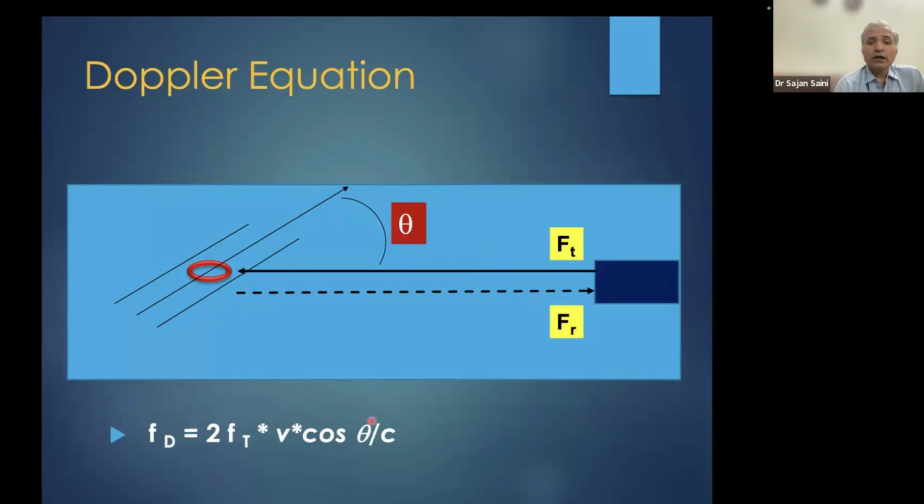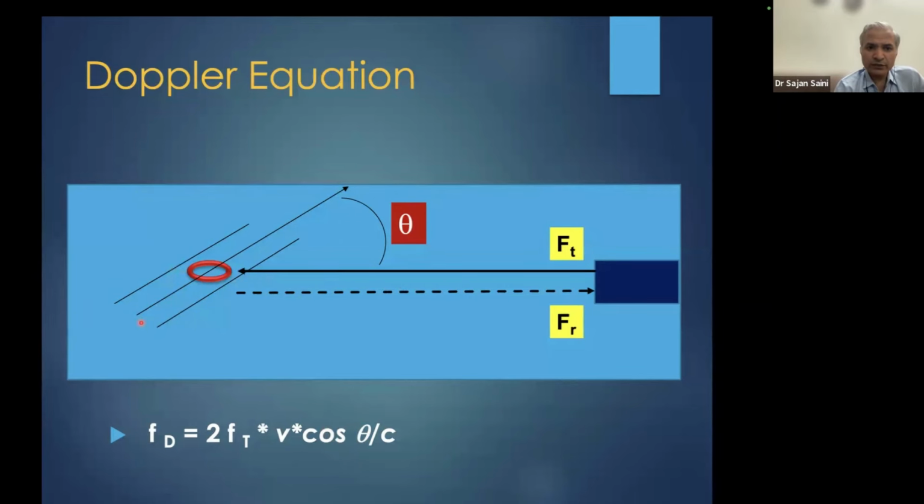But because the angle was there between the motion of the object and the ultrasound beam, the relationship is now no longer V over C, but the relationship becomes V cos theta over C. Now cos theta we know: cos 0 is 1 and cos 90 is 0. So what is the application of this? The bottom line is that if the object is moving in line with the ultrasound beam, towards or away, then cos 0 is 1, so the Doppler shift will be maximum.